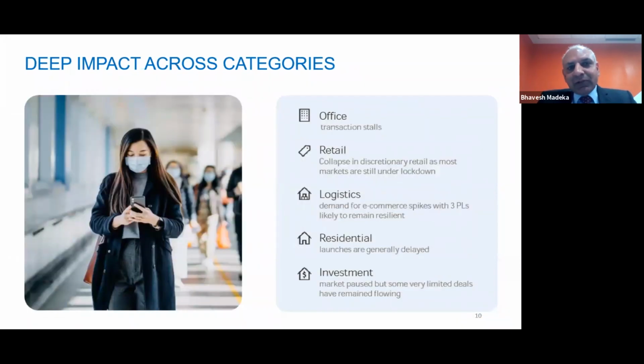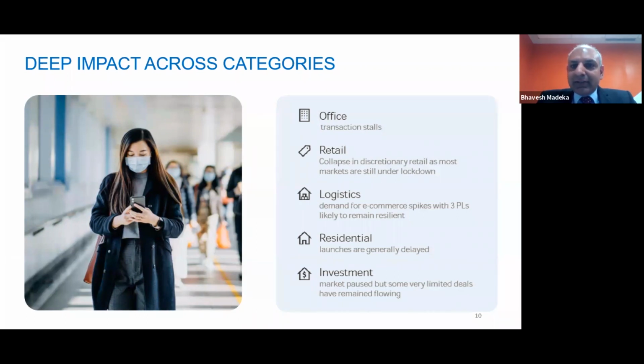In office space, what is the impact? The transactions have stalled, as I earlier said. The decision-making process has gone back to the head offices. Previously, the regional offices and the businesses used to take that decision. Now it is completely stalled because the guidance is coming from the top because of the new normal.